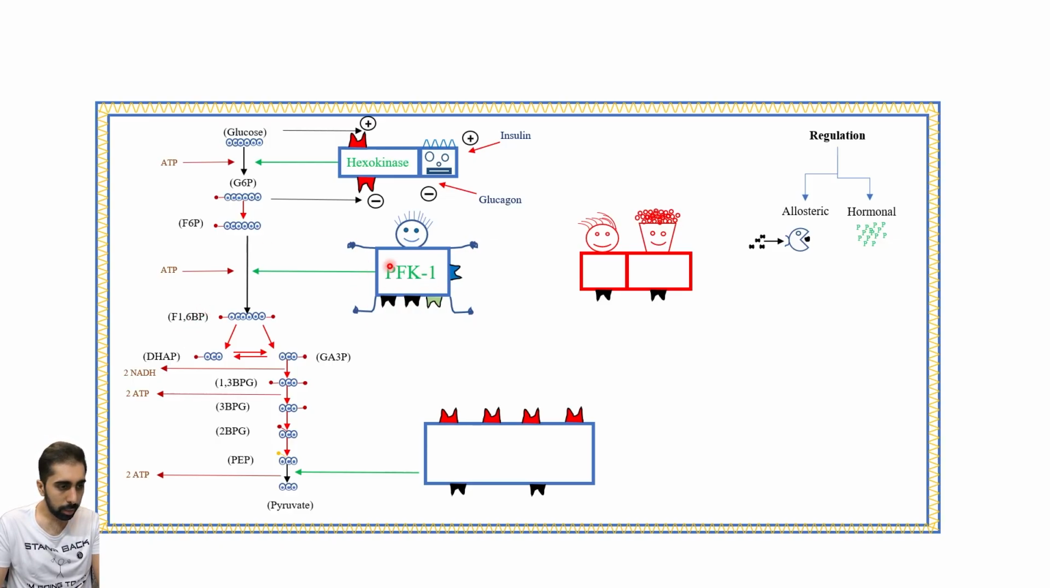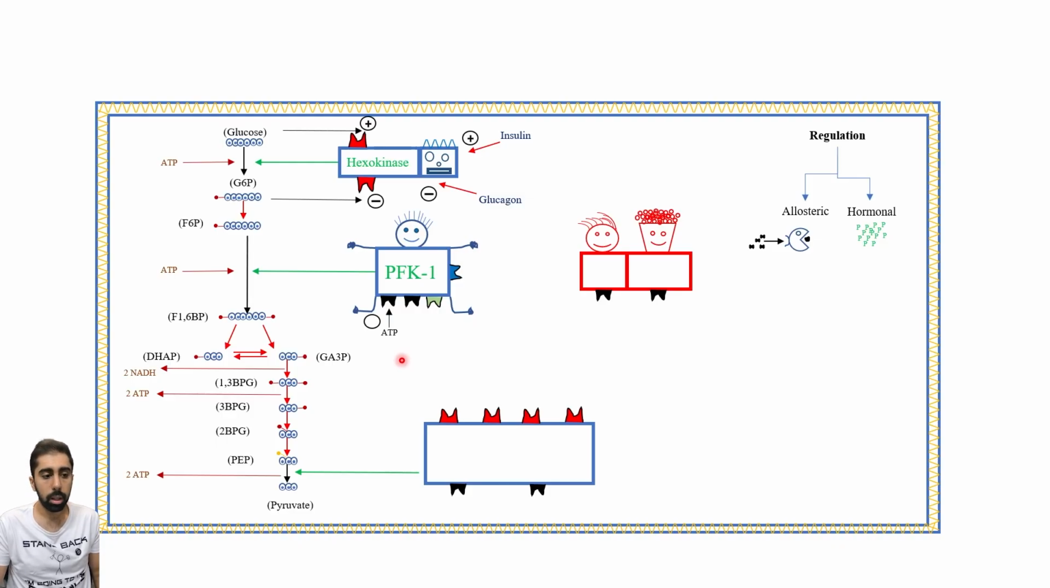So, how can it be regulated? For the first allosteric molecule, we can say ATP is an important regulator in most enzymes. How can ATP regulate this enzyme or even other enzymes? Let's think logically. Why are we doing glycolysis? To produce ATP, right? To produce energy. So let's think our body has a lot of ATP, a lot of energy. Do we really need to produce more ATP for our body? We already have a lot of it.